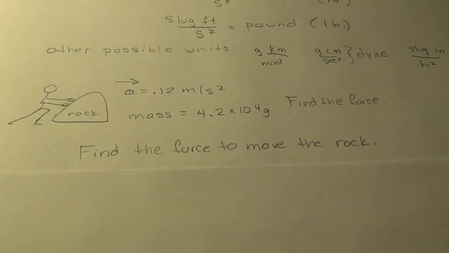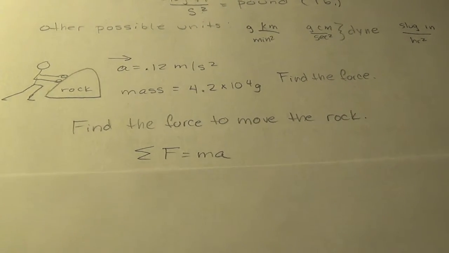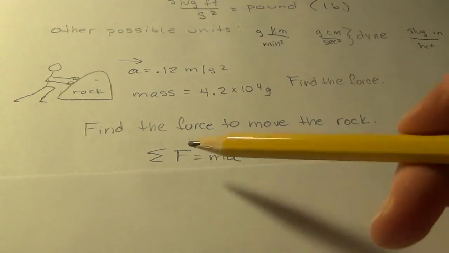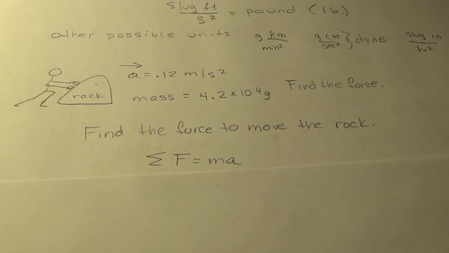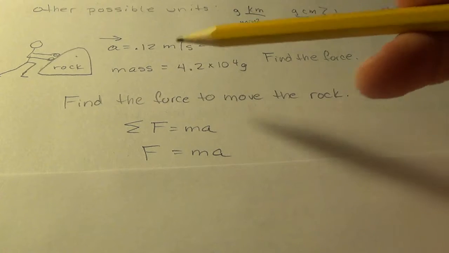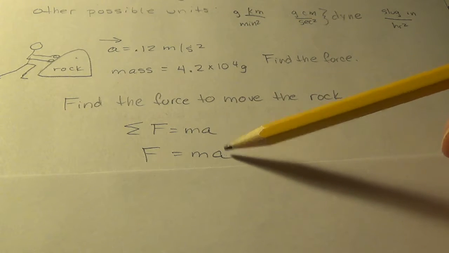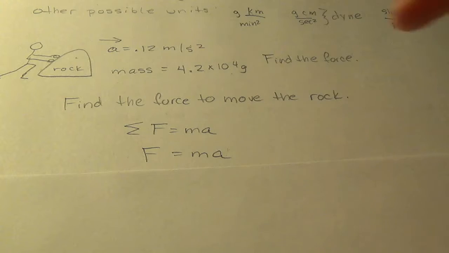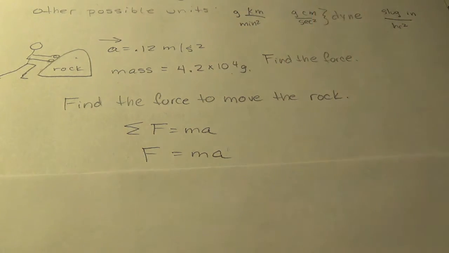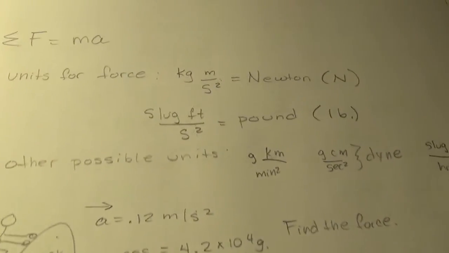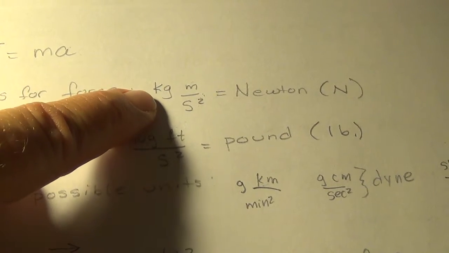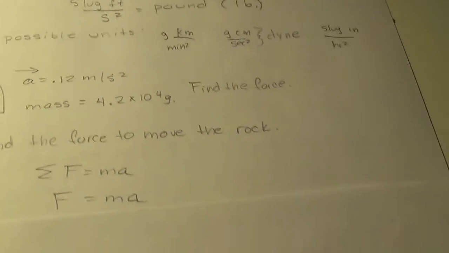To do that, we pull out our basic equation. The sum of the forces equals ma. In this case, we're only considering one force, so I'm going to drop the sum of the forces and just call it F equals ma. And I'm going to put in what I know. I know the acceleration. It'll go in for a. I know the mass, and I'm going to change the mass because I want to work in kilograms, because up here we learned that a kilogram meter per second squared is a Newton. So I want kilograms in this problem, not grams.